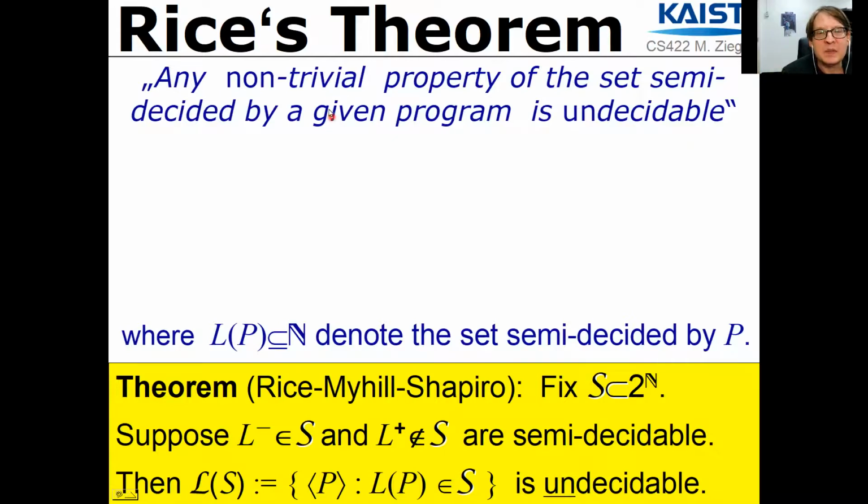not any property of the program itself. Let me say that again. Rice theorem is not about undecidability of properties of programs, but undecidability of properties of the set semi-decided by a given program. Why is it so subtle? Of course, remember that a non-trivial property of a program can be decidable. For example, whether the program is syntactically correct, or whether the program has at most 1000 characters. These are properties of a program. These are not properties of the set semi-decided by a program.